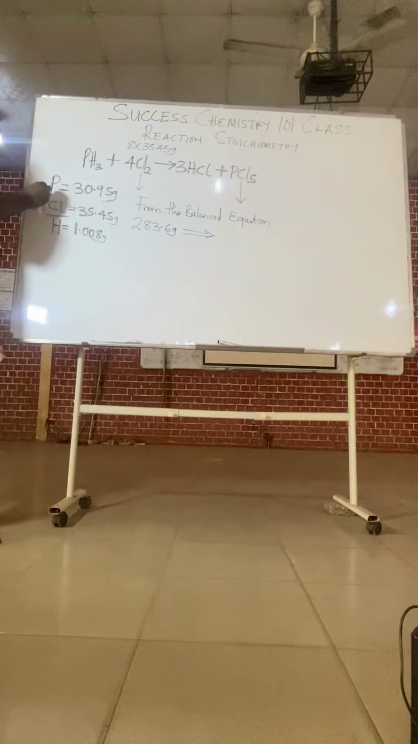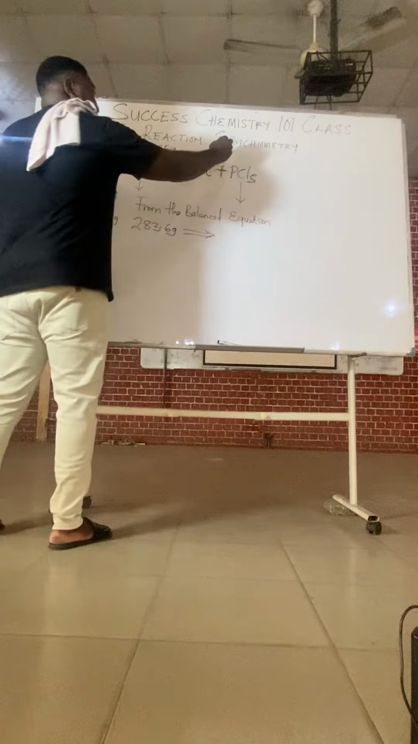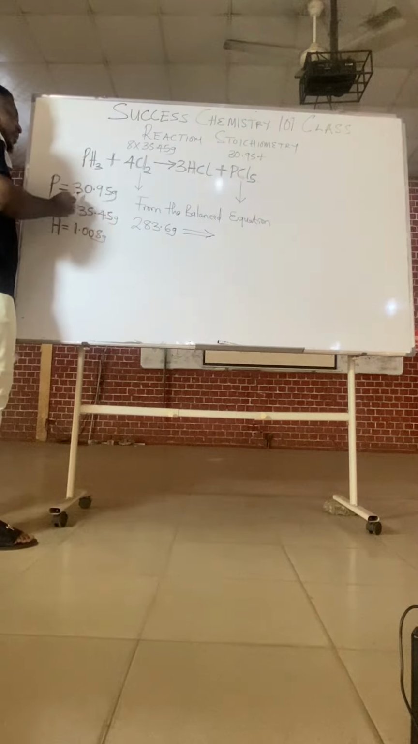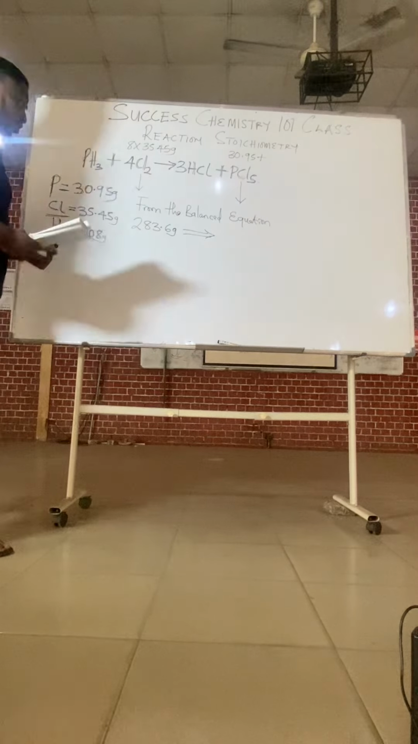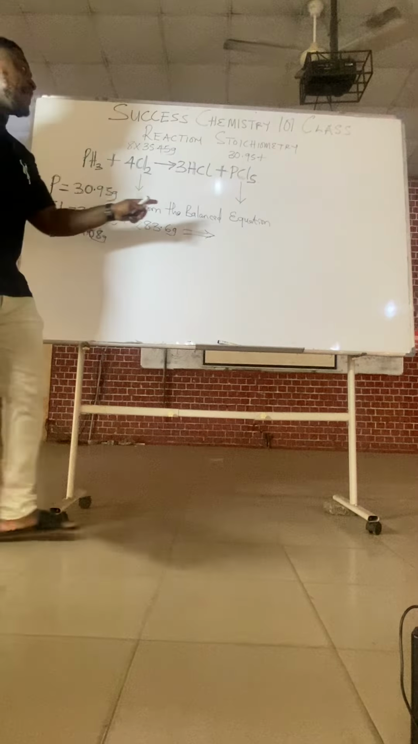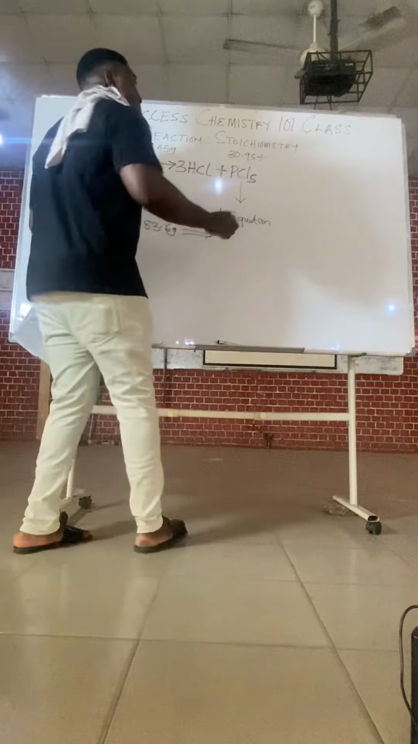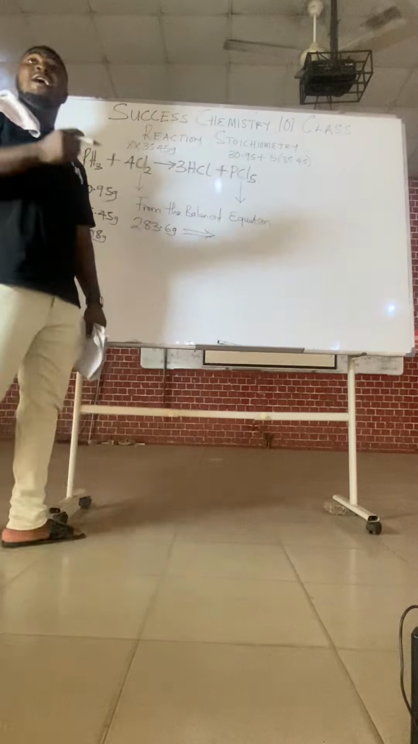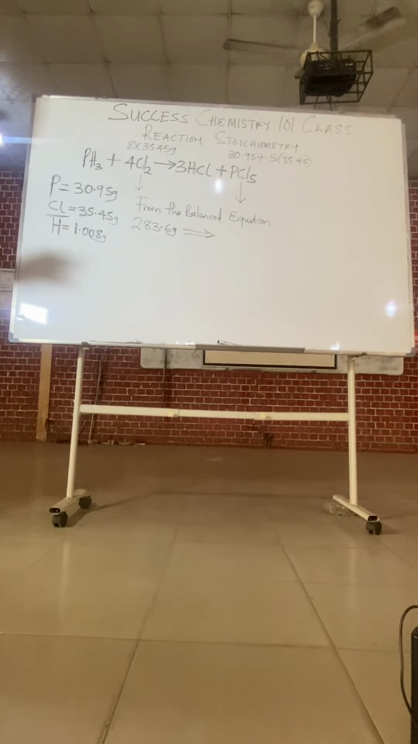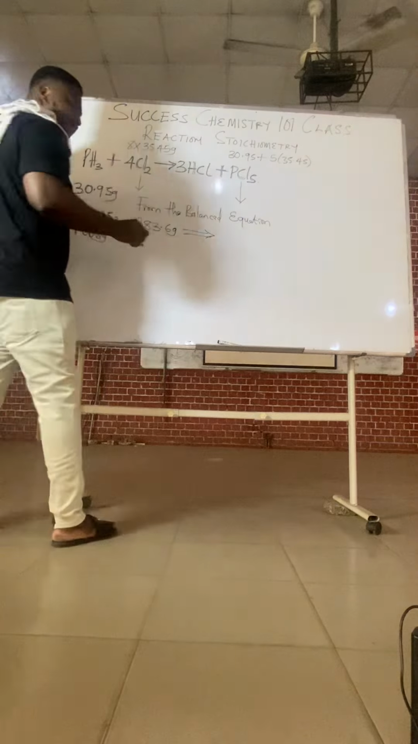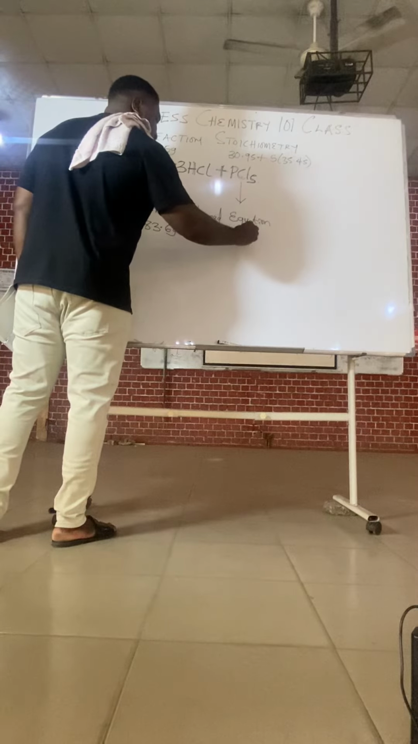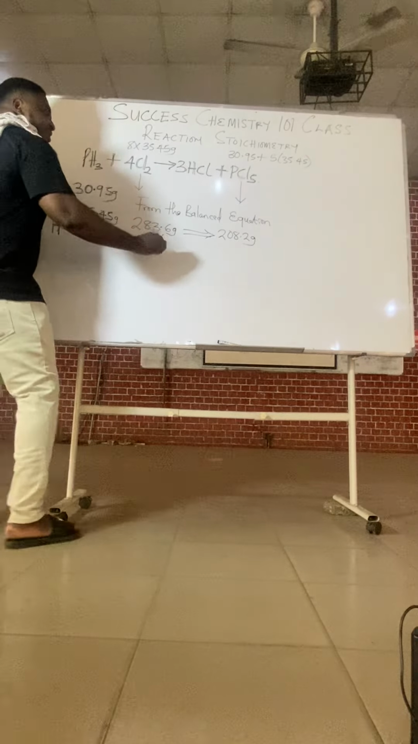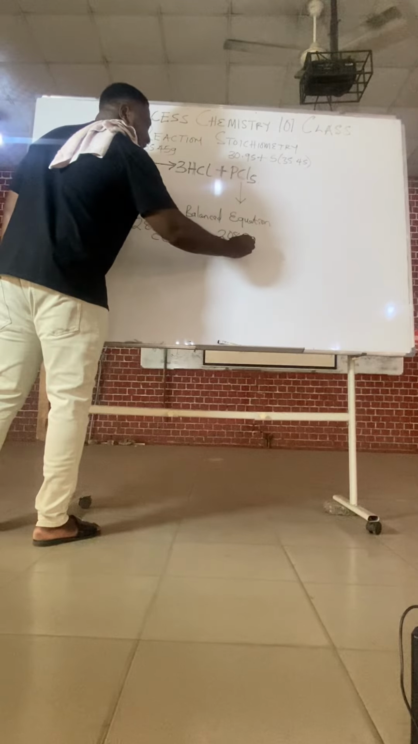Class, from the balanced equation, first of all, phosphorus is 30.95, plus chlorine, 35.45 multiplied by 5, because we have 5 chlorines, to get the total mass of PCl5. Who has already done the math for us? What will it be? 208.2 grams. So class, on the balanced equation, 283.6 grams of chlorine gave 208.2 grams of PCl5.